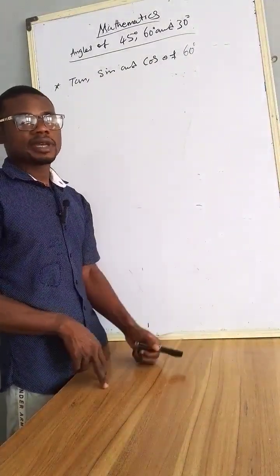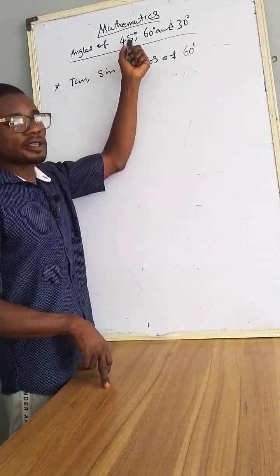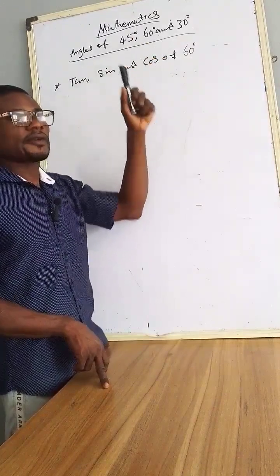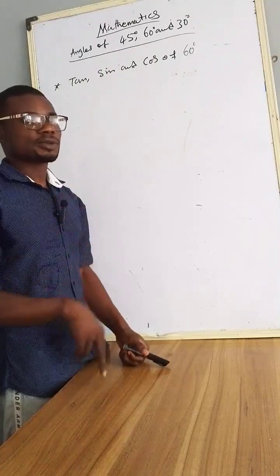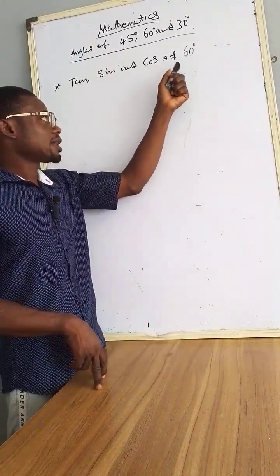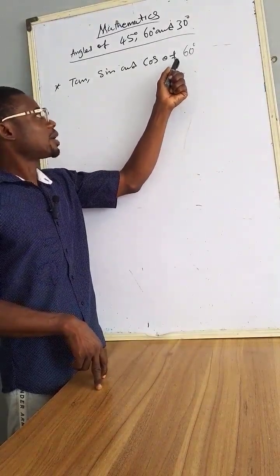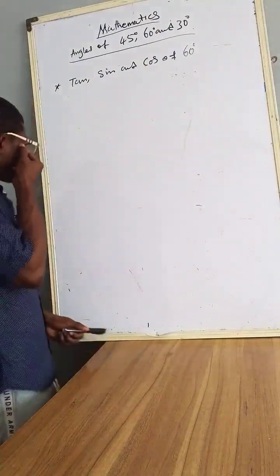I have made a video where I talk about the angle of 45 degrees. So do well to check our other videos and watch them too. But right now, let's take a look at tan, sine, and cosine of angle 60 degrees.